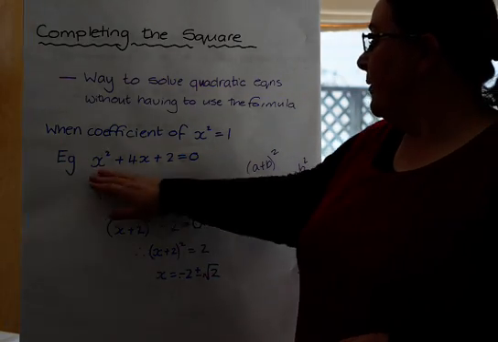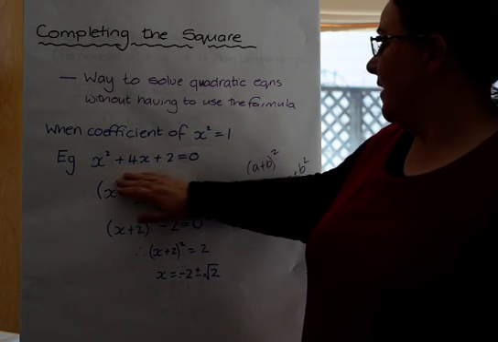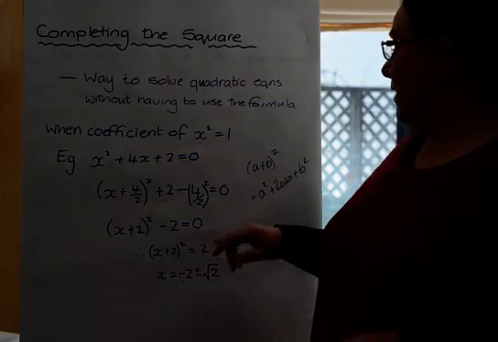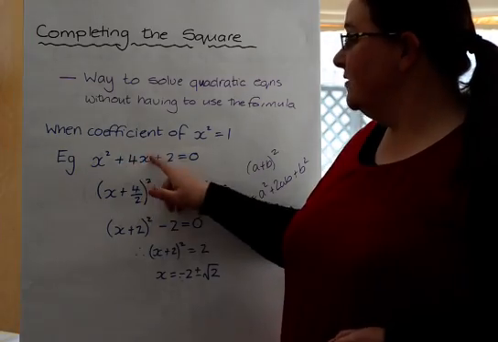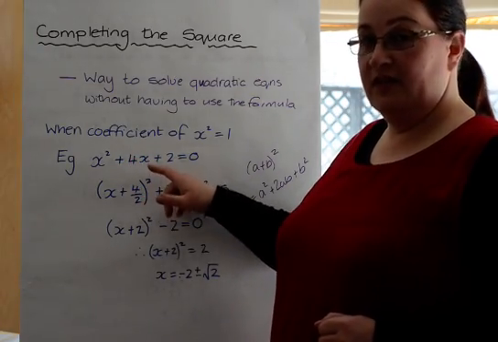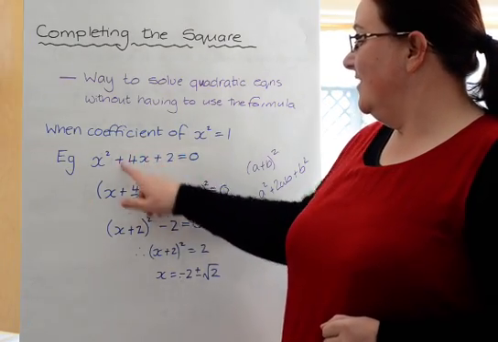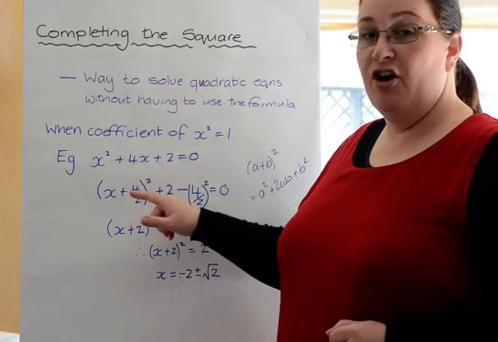So here we go. So here's our quadratic. It's x squared plus 4x plus 2 equals 0. And the way we do this is we always look at the coefficient of the x term. And the reason we do that is because that is the number that we're going to halve.